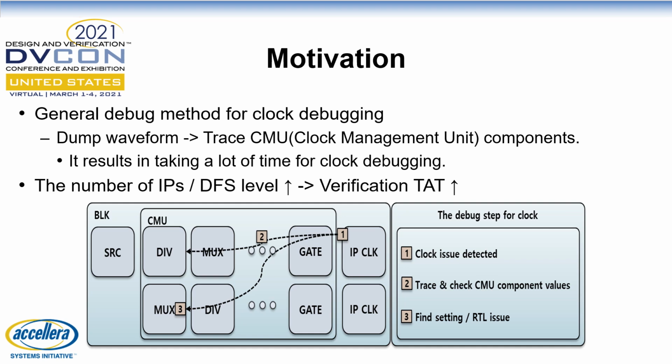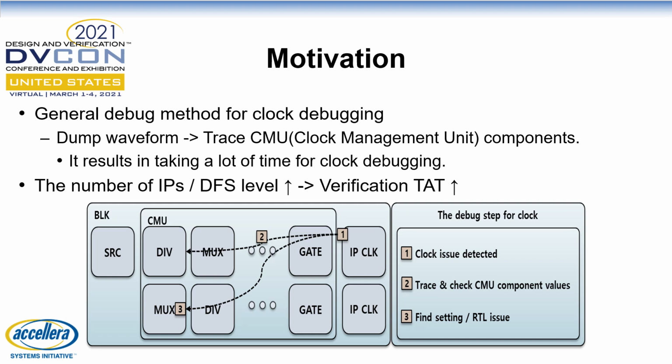Actually, we are using a general debug method for clock debugging when a clock error is detected. It's to dump waveform and trace CMU components to check the values such as divide ratio and mux selection. The figure in this slide simply shows the trace of CMU component values with waveforms for clock debugging.